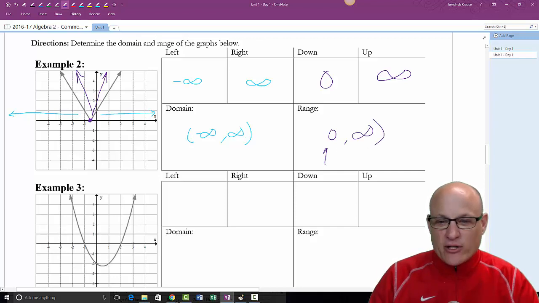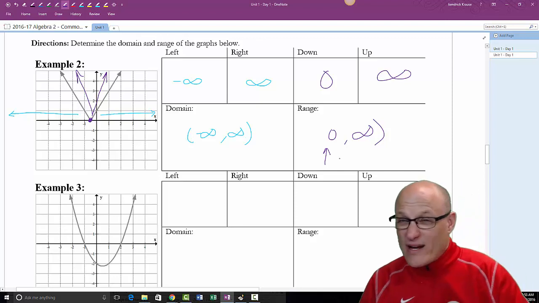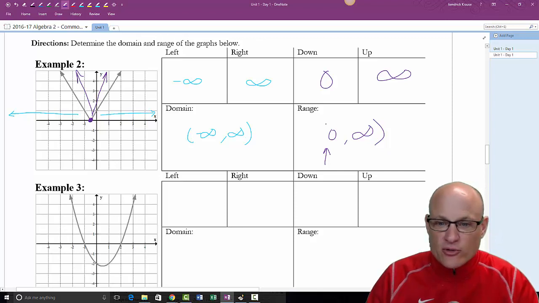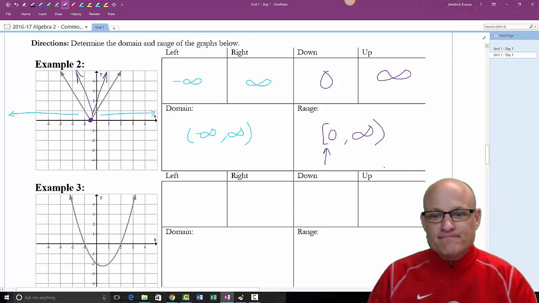Now we have to decide, are we going to use a bracket or a parenthesis on the 0? And we come back over here, it's a filled in circle. And if I erase that, you'll see it's a filled in circle. So we'll use a bracket.